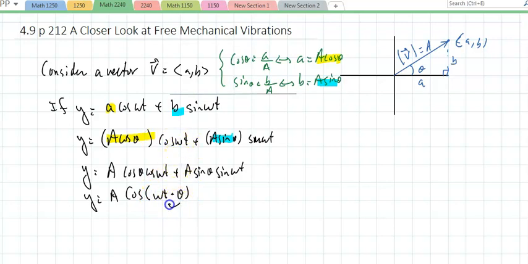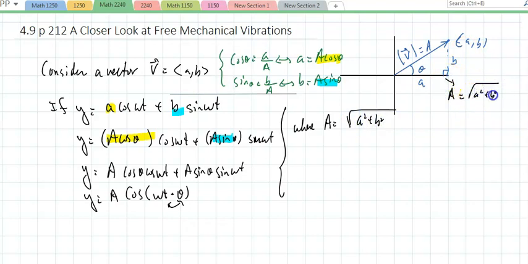Since cosine is even, you could swap those if you wish. That doesn't really matter. Where A is actually the square root of A squared plus B squared. Actually, it's right there. That's called the amplitude. And the period is 2 pi divided by this omega, and we call this a quasi-period, and I'll tell you what that means in a minute.